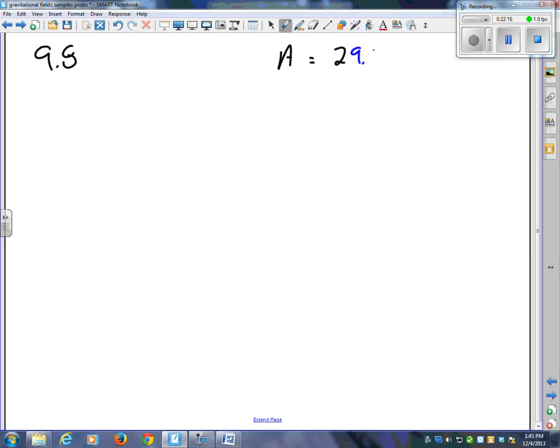Okay, so suppose I use an initial velocity of 10. Why would I pick 10? 10's easy. Okay, what's the average velocity if I throw the ball up? I start at 10 and I end at 0. My average is going to be 5.